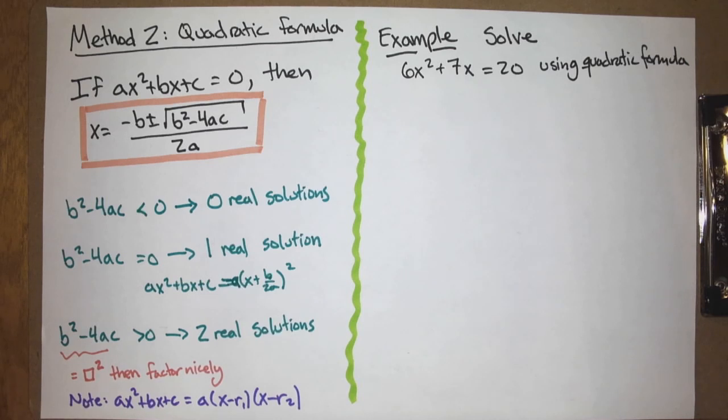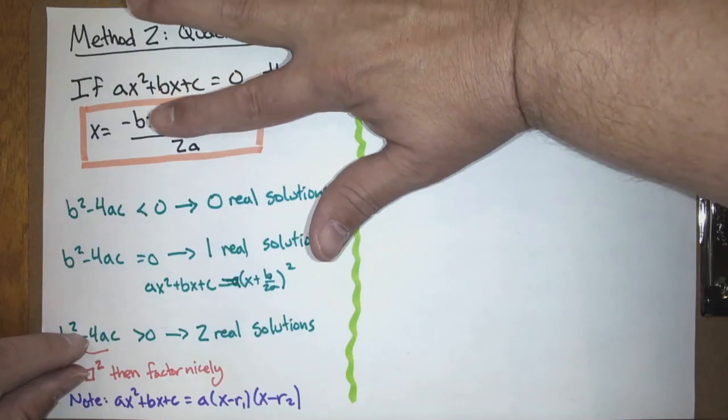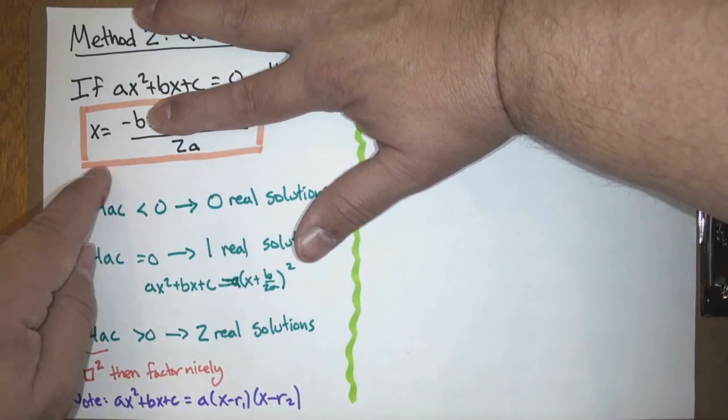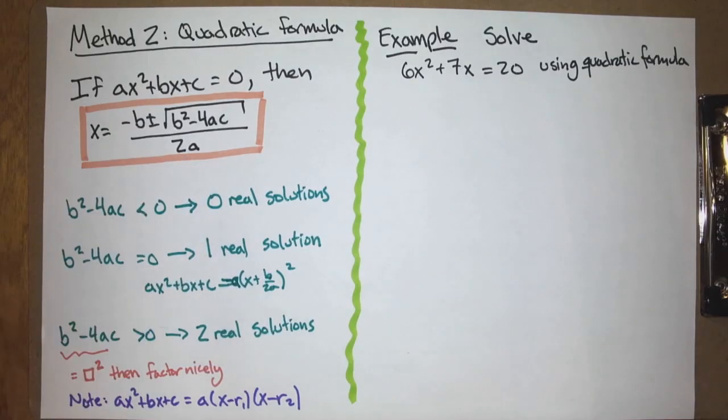If b squared minus 4ac is 0, then you have the square root of 0, which means this part goes away, and you really have a single solution, negative b over 2a. It turns out that really tells you that your original thing that you were trying to factor was a perfect square. So it looked like x plus b over 2a quantity squared.